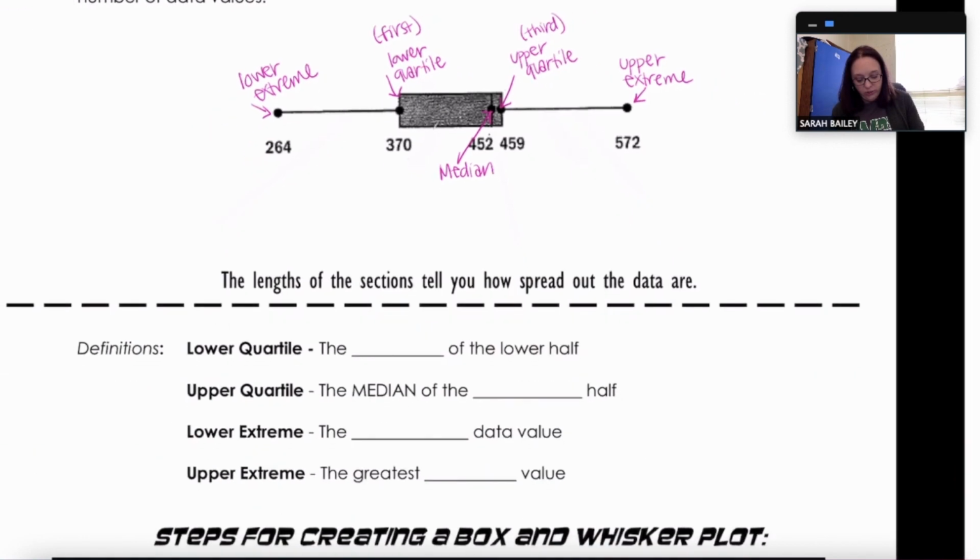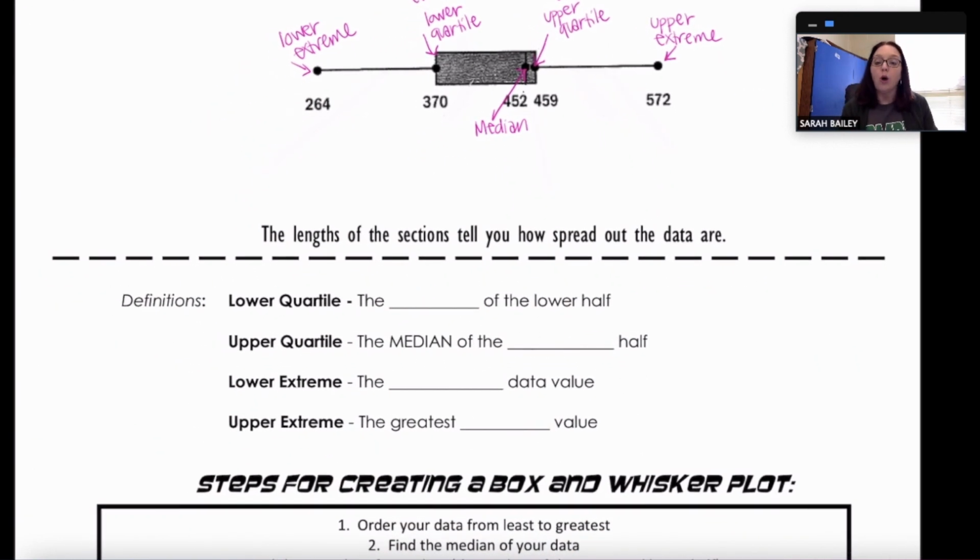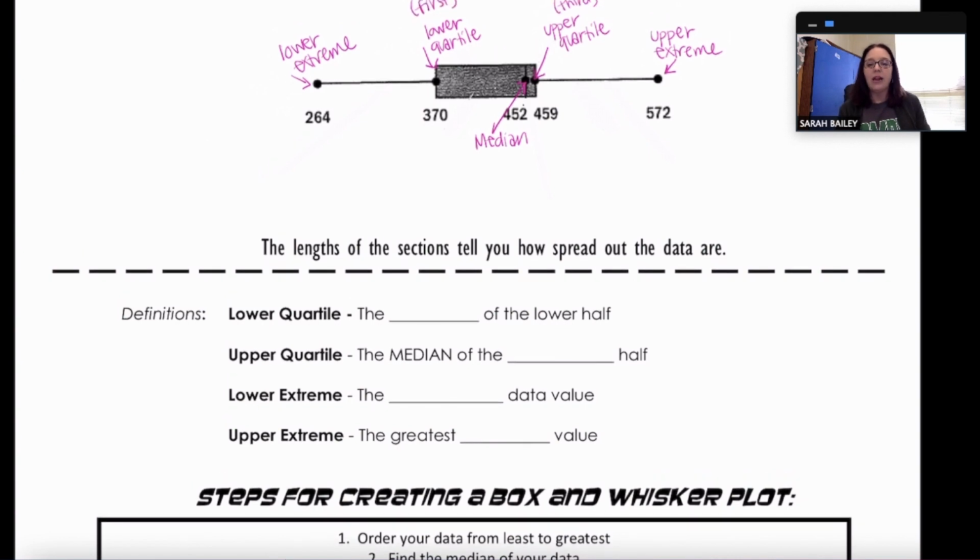So what are some definitions? Lower quartile, what does that really mean? The lower quartile is the median of the lower half of your data. And then the upper quartile would be the median of the upper half. We just said the lower extreme is the smallest data value, and the upper extreme is your greatest data value.